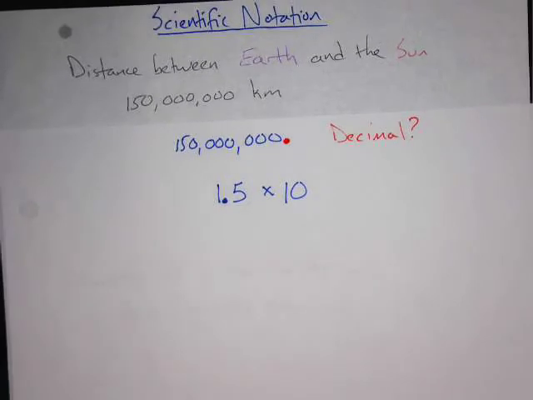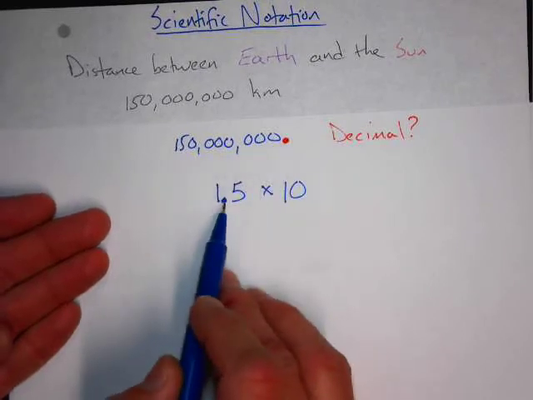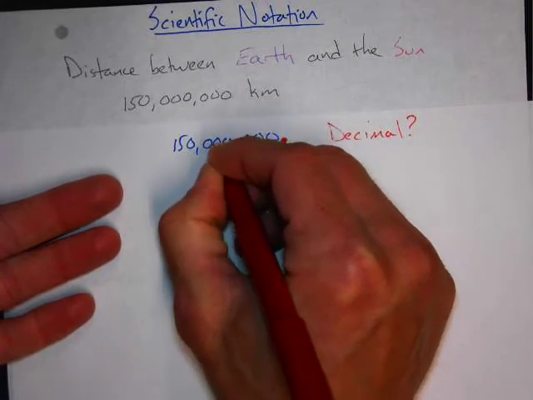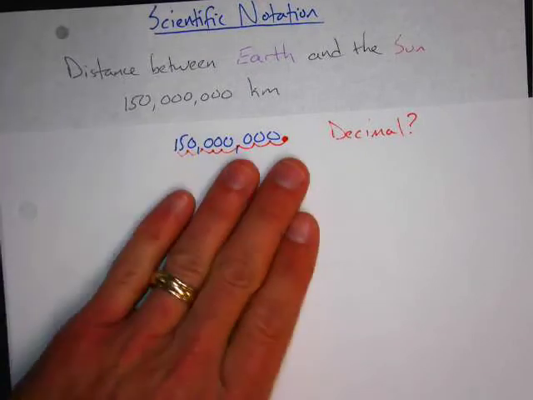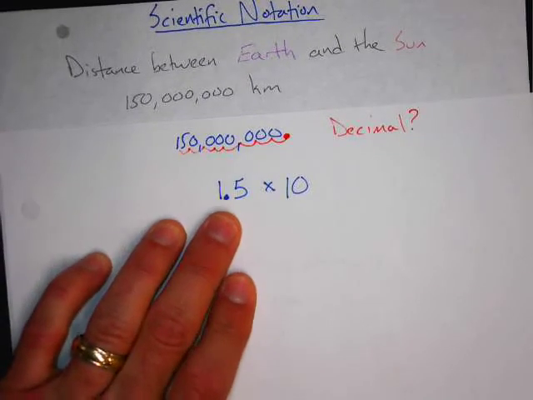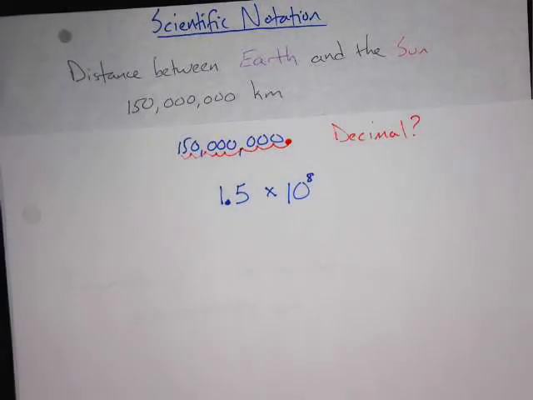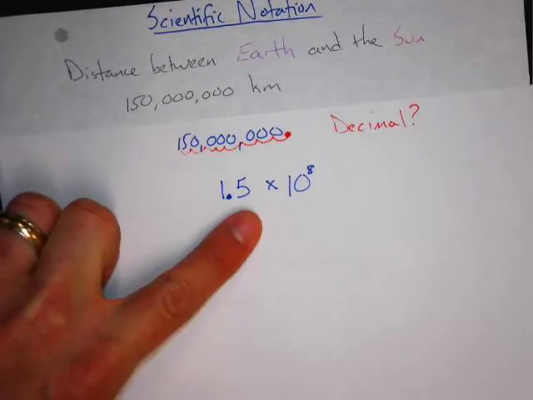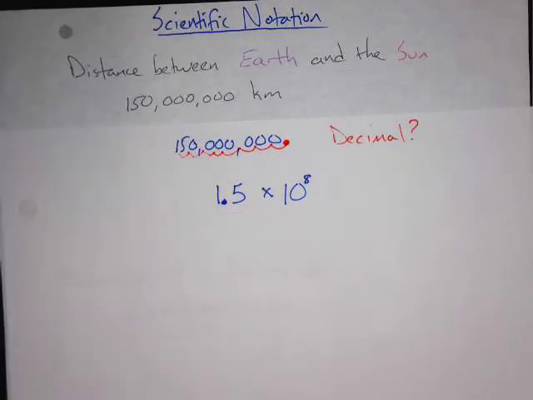So we have to figure out how many places this decimal should move to make it there, right? And so we count how many places it went. 1 place, 2, 3, 4, 5, 6, 7, 8 places. So in fact, if we rewrite this, we'd be multiplying 1.5 times 10 to the 8th power. And so that is scientific notation. We have now expressed this very, very huge number in a more compact manner. And that's the whole purpose of scientific notation. So we have to remember how that works.